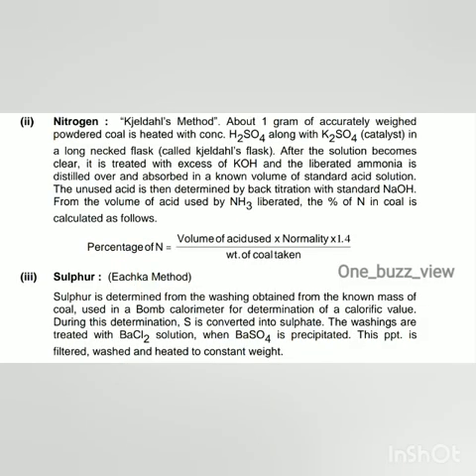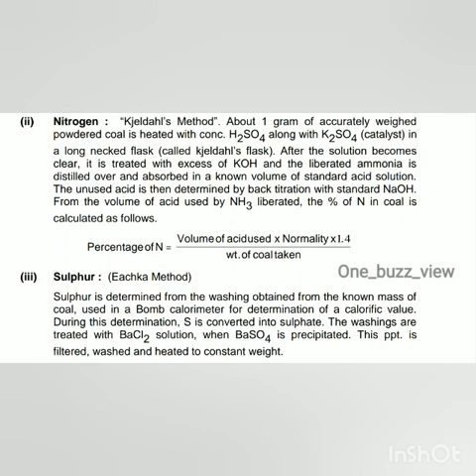Nitrogen is basically measured by Kjeldahl's method. About 1 gram of coal is heated with concentrated H2SO4 along with K2SO4, which acts as a catalyst, in the Kjeldahl's flask. When the solution becomes clear, it is treated with KOH, and the liberated ammonia is distilled over and absorbed in a known volume of standard acid solution. Then the unused acid is determined by back titration with the standard NaOH, and from the volume of acid used by NH3 liberated, the percentage of nitrogen in a coal can be calculated.